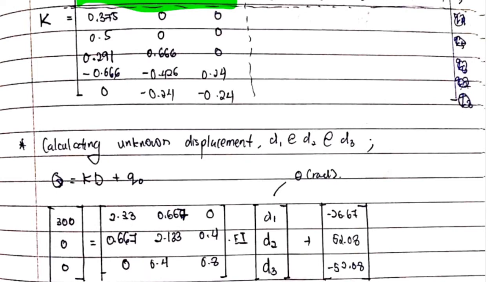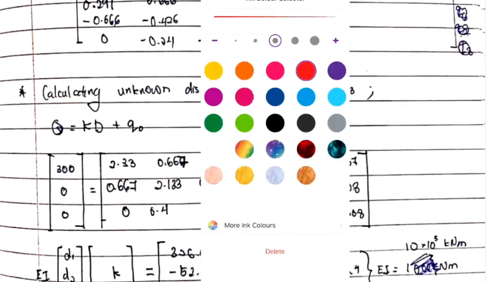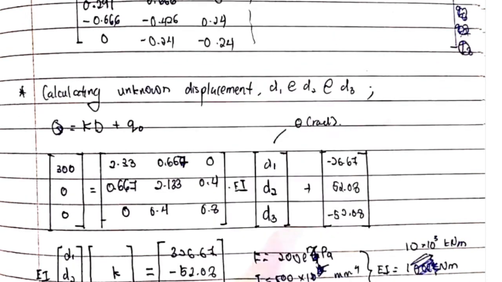D1, D2 and D3. We will use the stiffness equation: Q is equal to KD plus Q naught. We use capital letters because this is for the structure. When we use Q naught in small letter, it is for the element. And for the stiffness equation, we are actually determining it for the whole structure, so we use capital letter.